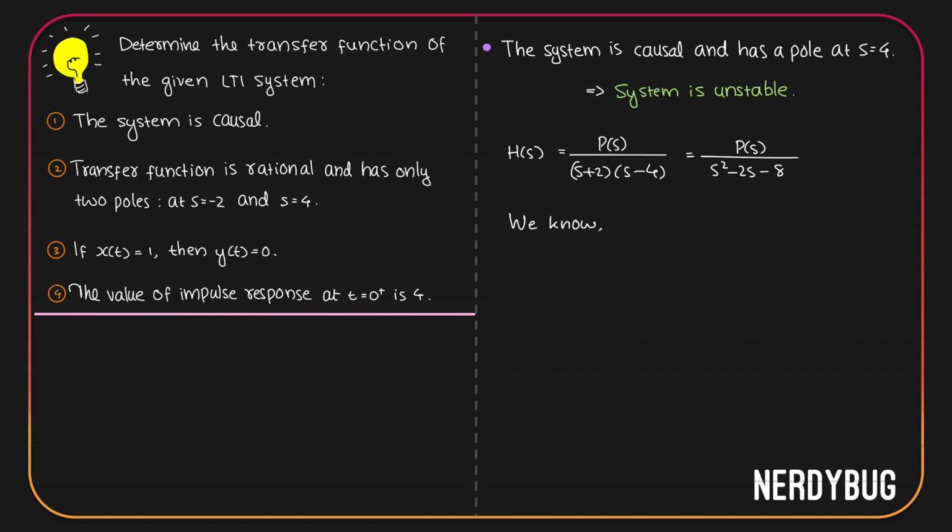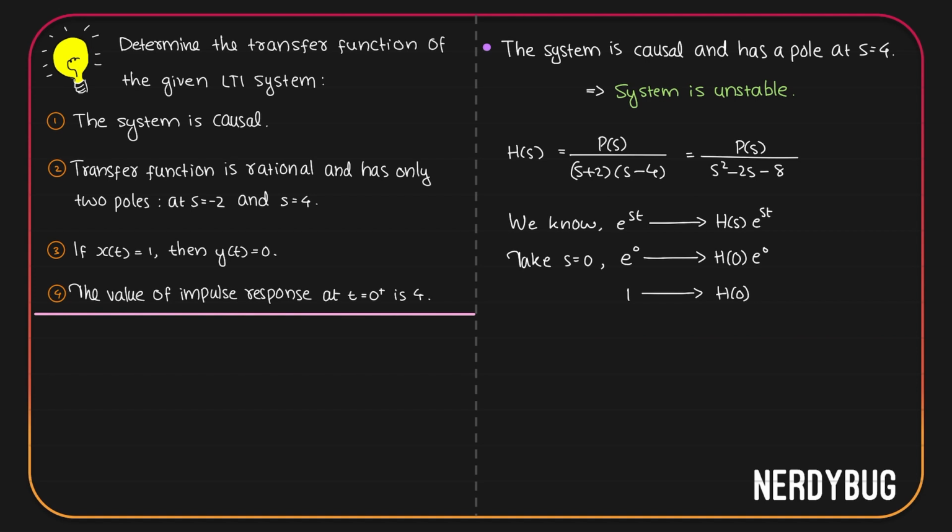We know that e raised to st is an eigenfunction of an LTI system. So if you're giving e raised to st as an input, the output will be H(s) multiplied by the input itself. Let us take s is equal to 0. Then the input will become e raised to 0, and your output will be H(0) times e raised to 0. E raised to 0 is 1. So that means if you're giving the input 1, your output is going to be H(0), which is your value of the transfer function at s equal to 0.